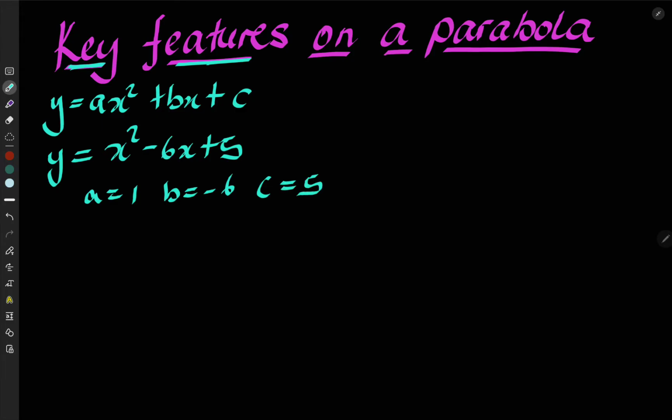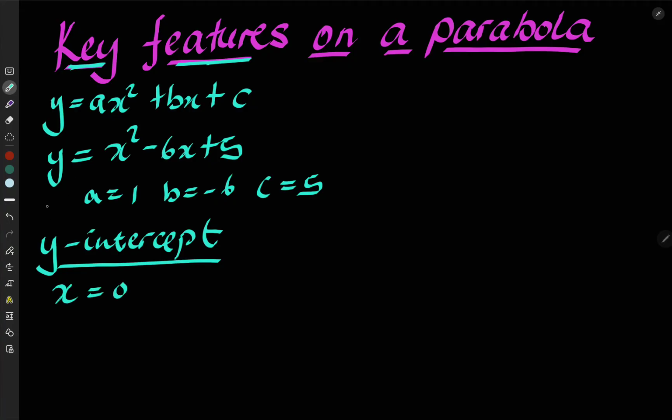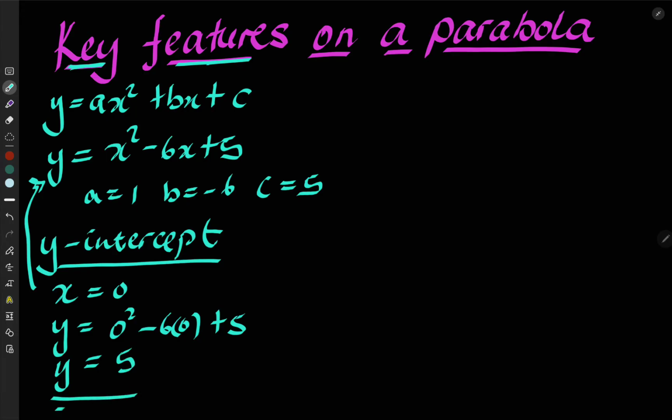The key features that we want to talk about, number 1, is your y-intercept. To determine the y-intercept, you let x be equal to 0 in the equation. So in this equation, if x is 0, your y will be equal to 0 squared minus 6 times 0 plus 5. Then your y will automatically be equal to 5. So that's your y-intercept.